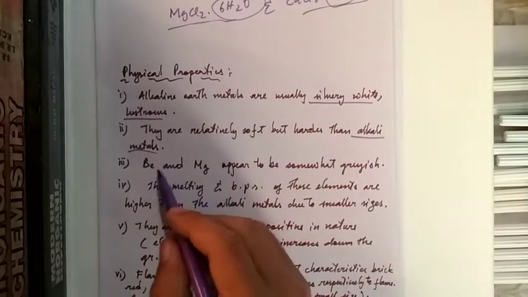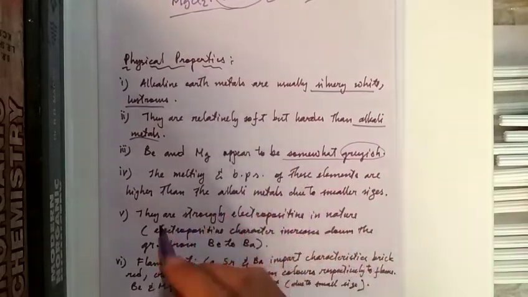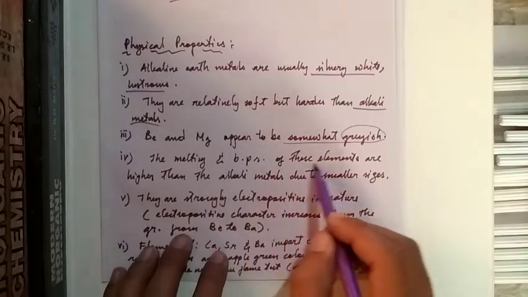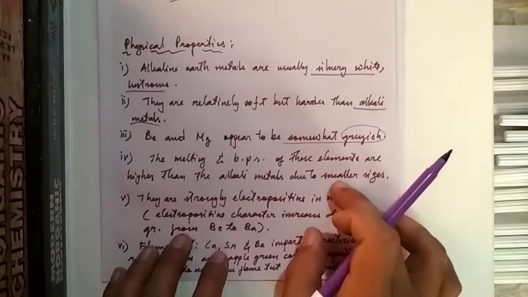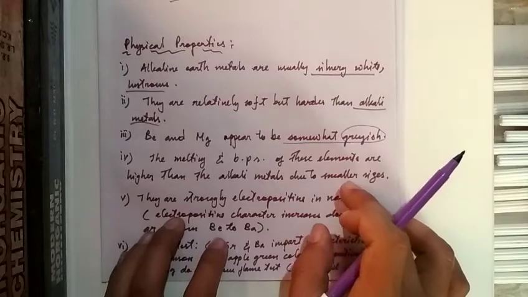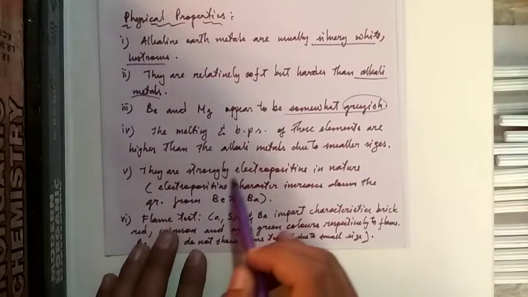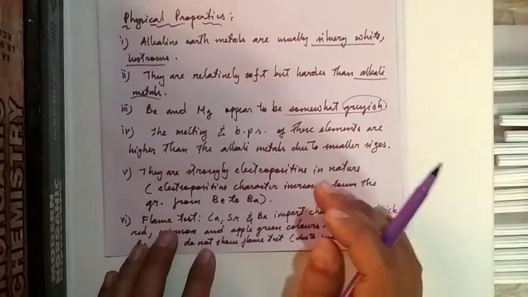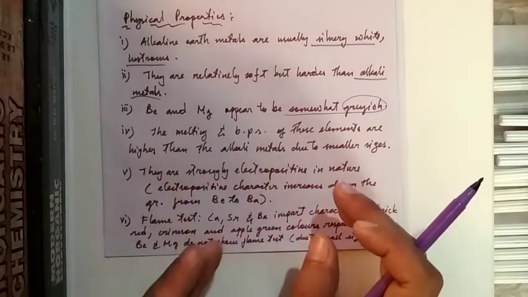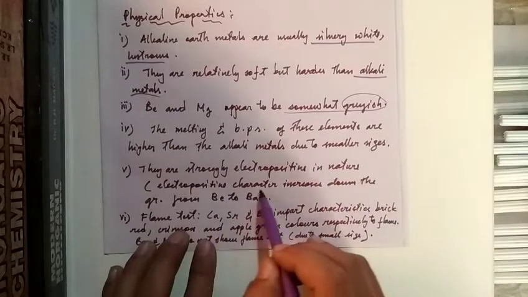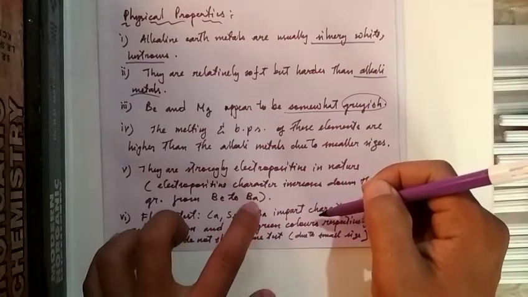Beryllium and magnesium are somewhat grayish in color. The melting points and boiling points of these elements are higher than the alkali metals because of their smaller size. They are strongly electropositive in nature. Electropositive means they can readily lose the 2 electrons in the outermost shell. This electropositive character increases down the group, from beryllium to barium.